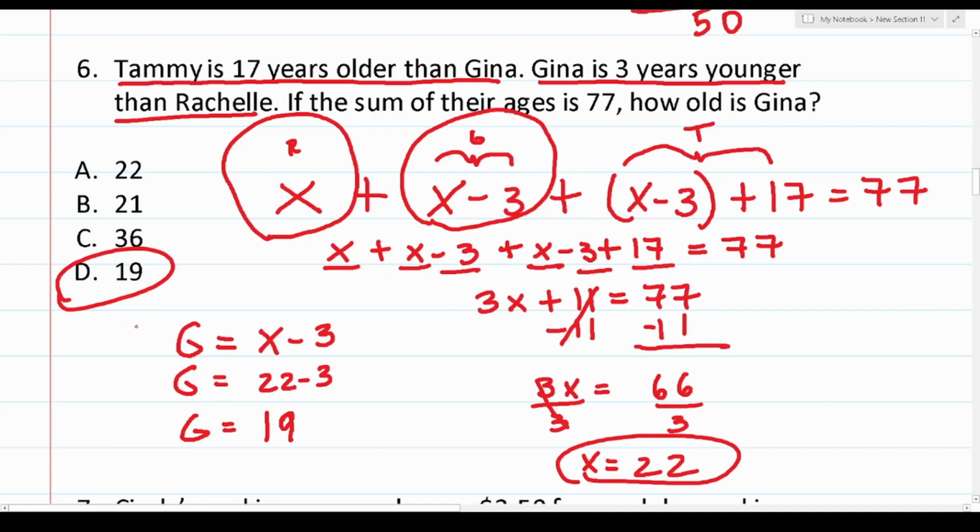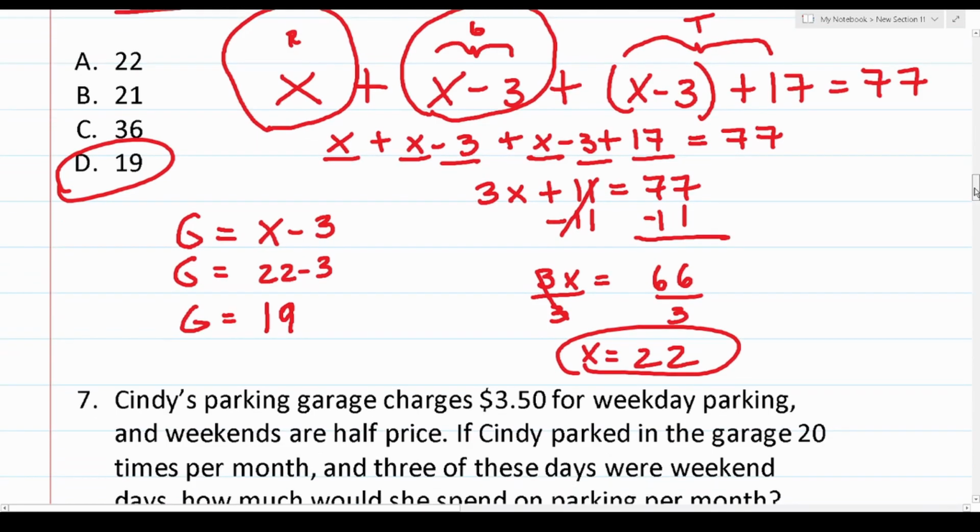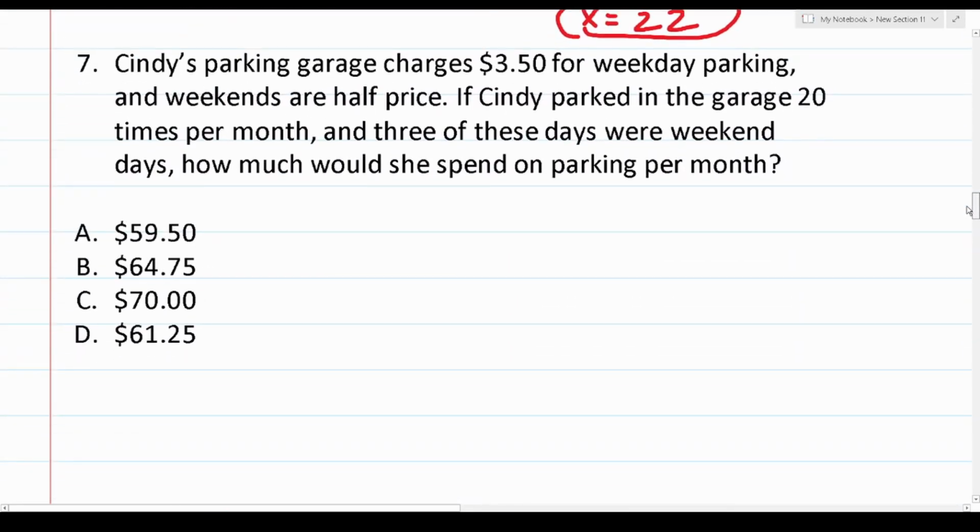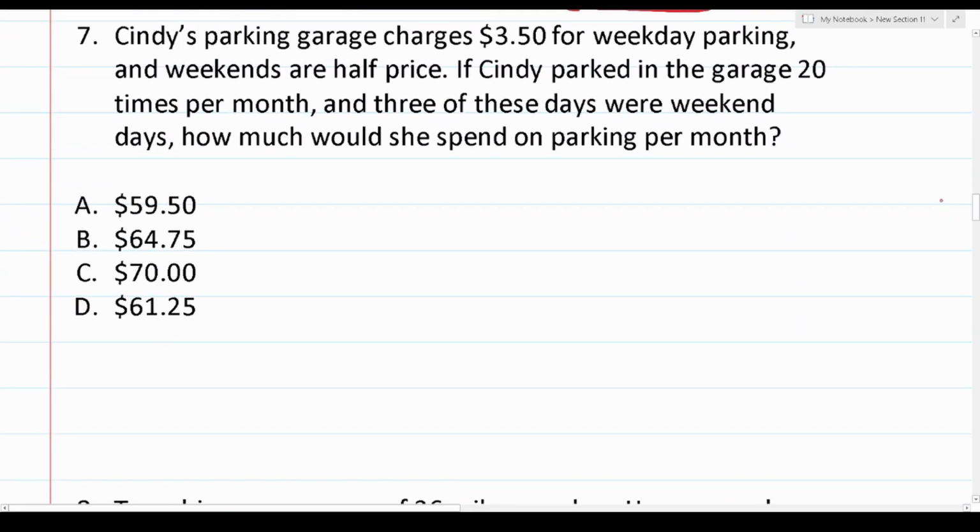Okay, so kind of difficult to get used to these. Again, when they reference people's ages to other people, just go and start by writing the first person's age with an X, and then write your expression accordingly. All right, let's go ahead and move on to number 7.